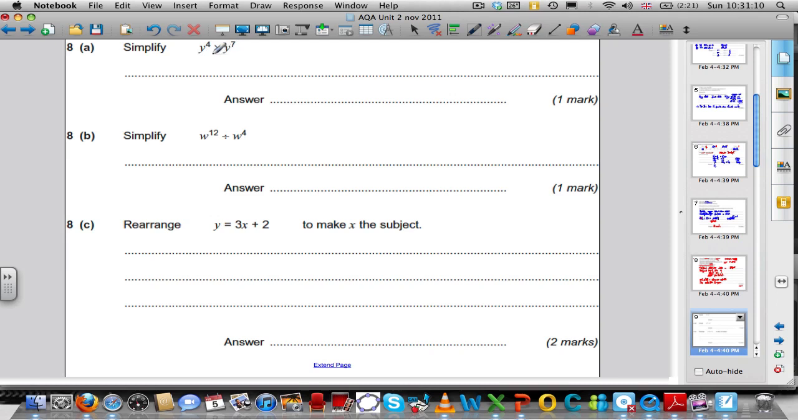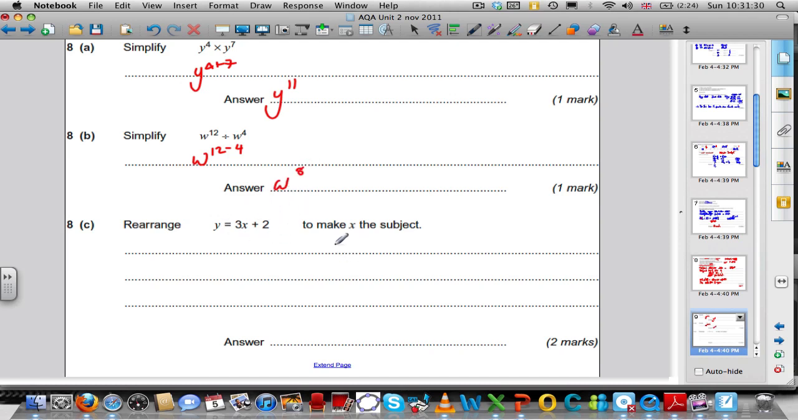Multiplying indices, index notation: when the base number is the same, you add the power. So that's y to the 4 plus 7, which is simply y to the 11. Dividing, when the base number is the same, you subtract the powers. So w to the 12 minus 4 is w to the 8.